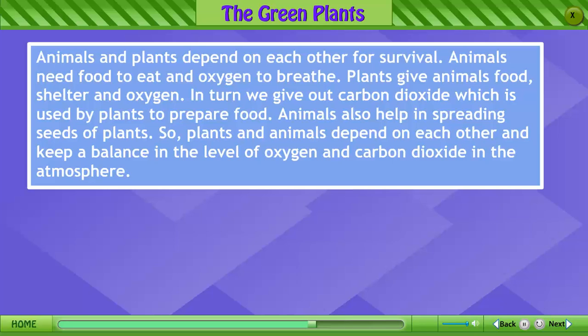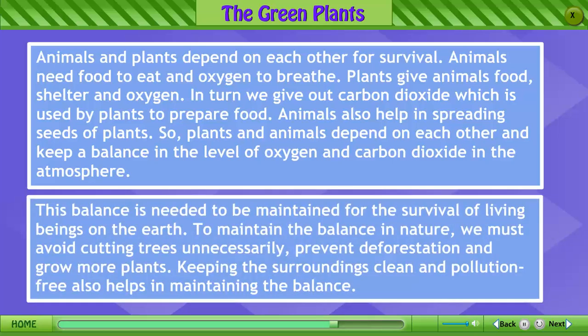Animals and plants depend on each other for survival. Animals need food to eat and oxygen to breathe. Plants give animals food, shelter and oxygen. In turn, we give out carbon dioxide, which is used by plants to prepare food. Animals also help in spreading seeds of plants. So, plants and animals depend on each other and keep a balance in the level of oxygen and carbon dioxide in the atmosphere. This balance is needed to be maintained for the survival of living beings on the earth.